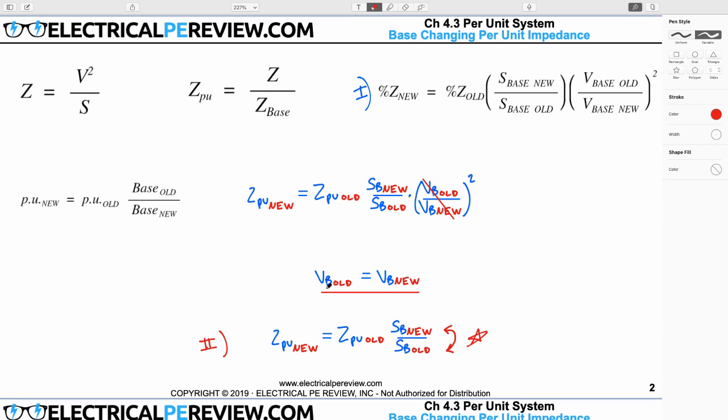So when does the old base equal the new base for our voltages? When do we get to use this shortcut? So let's look at a transmission line and plug in some values to actually get some practice using this.